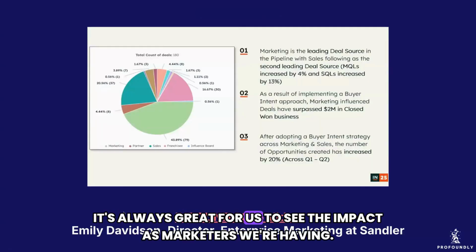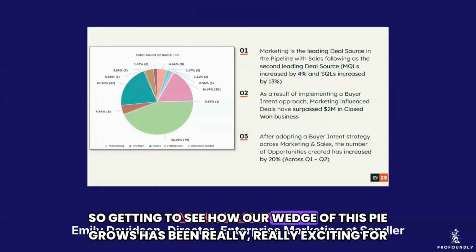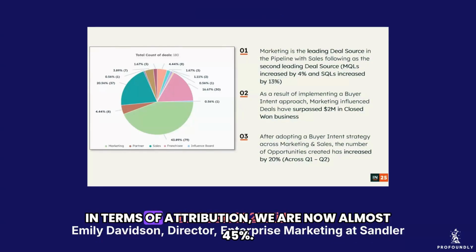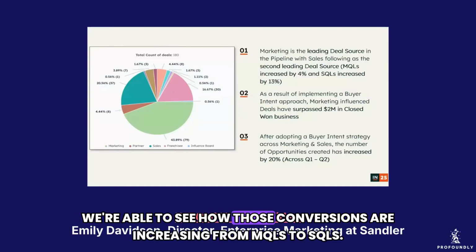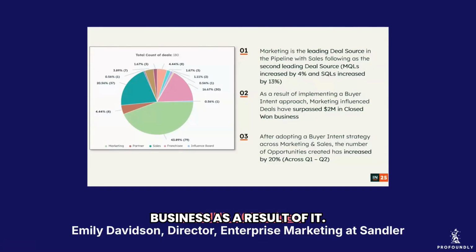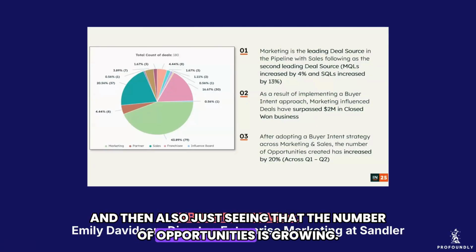It's always great for us to see the impact as marketers we're having. Getting to see how our wedge of this pie grows has been really, really exciting for us. So being able to see that we went from being probably 35% of the funnel in terms of attribution, we are now almost 45%. We're able to see how those conversions are increasing from MQLs to SQLs. We're able to see almost 2 million, if not more at this point, in closed won business as a result of it. And then also just seeing that the number of opportunities is growing.